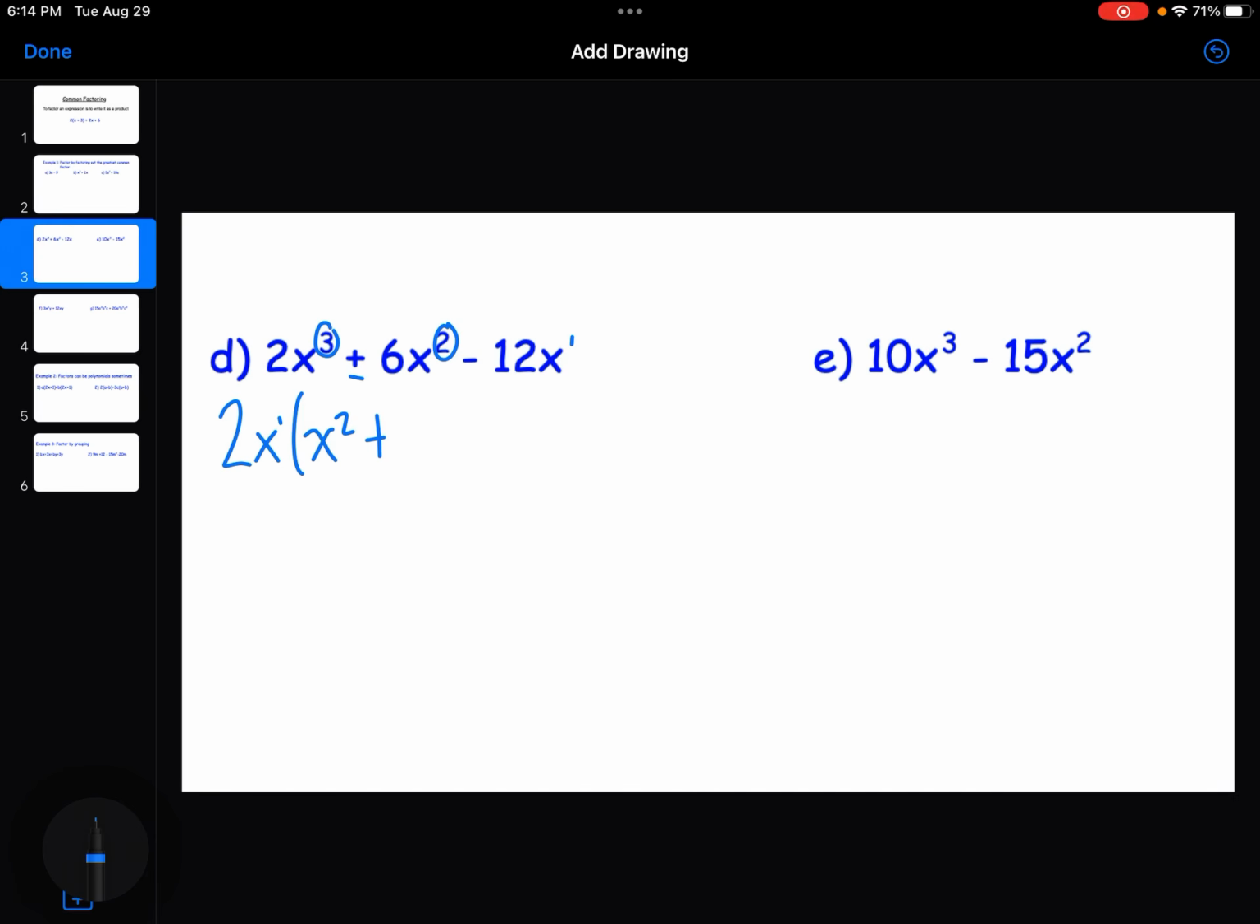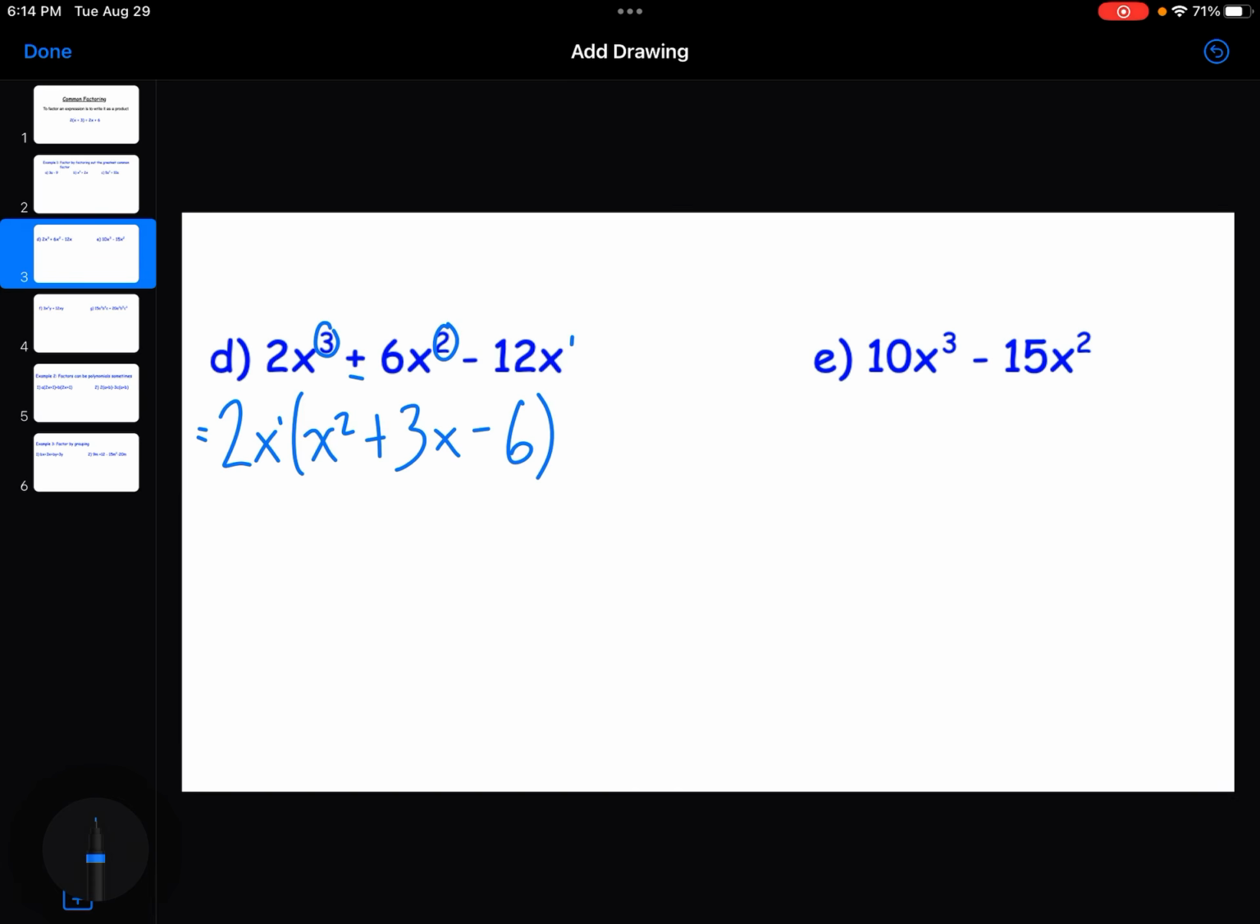2 times what gives me 6? Well, 2 times 3 gives me 6. I've got 1x already, I need 1 more x to get to x squared. Put the sign in. 2 times what gives me 12? That's 6, and I've already got my x, so I'm going to close the brackets.